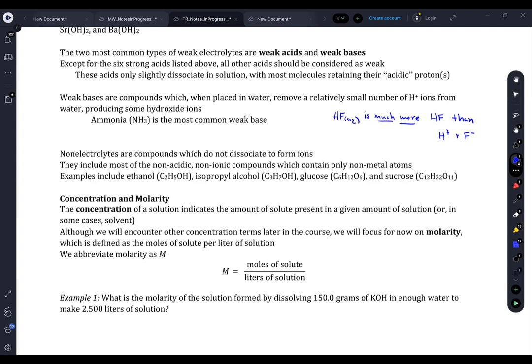Now, if I said acetic acid, that also has carbon, hydrogen, and oxygen, but it is an acid. It will have an H listed first in the formula, and it is a weak acid because it's not on the list of strongs.